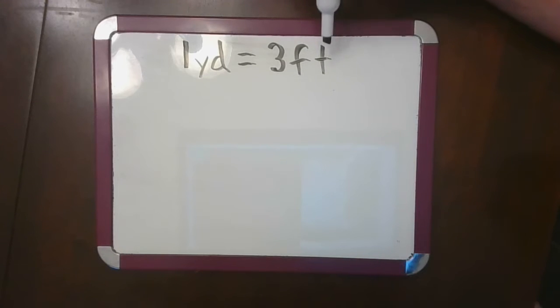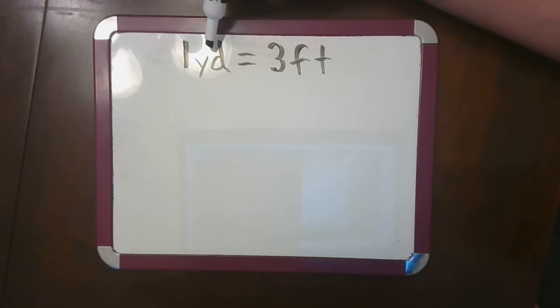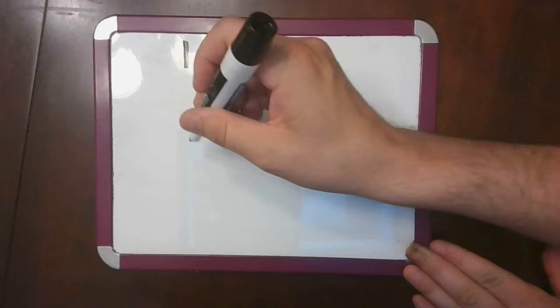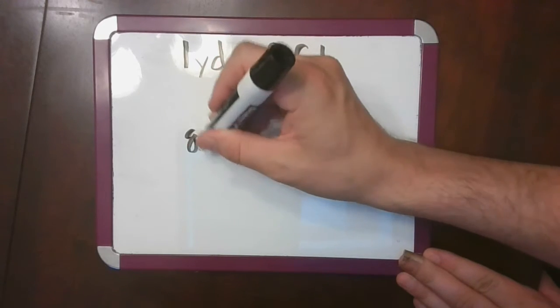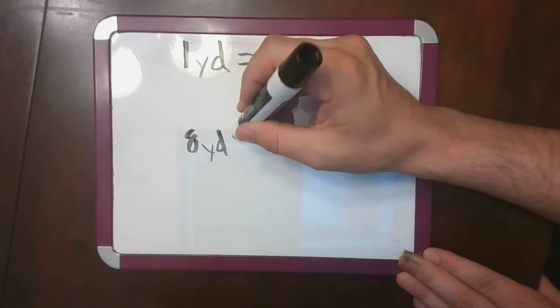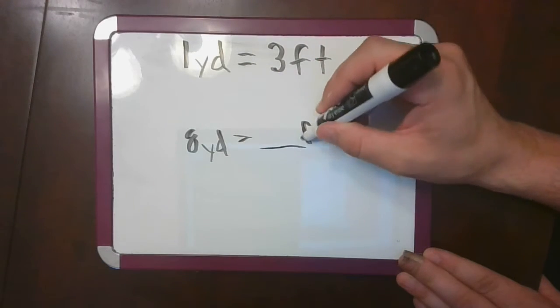Notice that my smaller unit has the larger number with it because a small unit needs a lot of them to equal the same distance that a large unit would take up with just a single one. All right, so when we try to solve this problem, let's say that we're going to convert 8 yards into feet. So I want to do 8 yards, and I want to know how many feet that is. Okay, 8 yards equals how many feet?